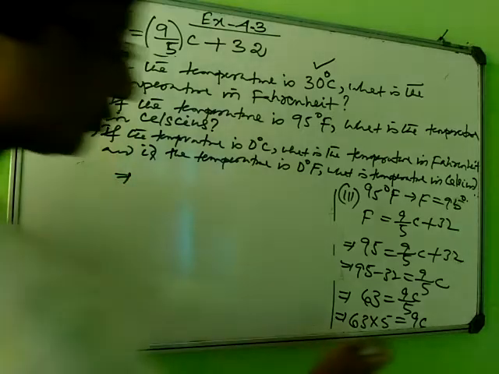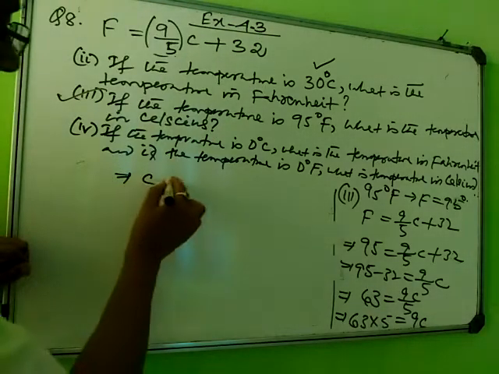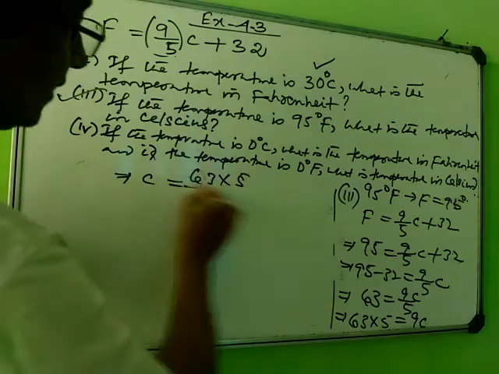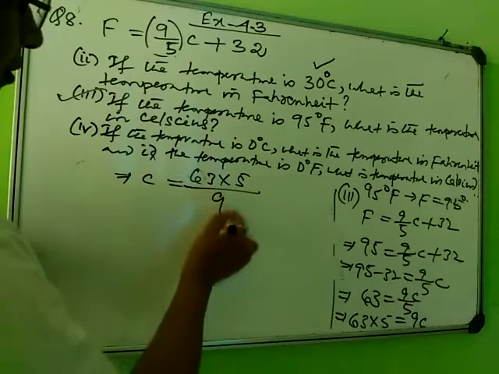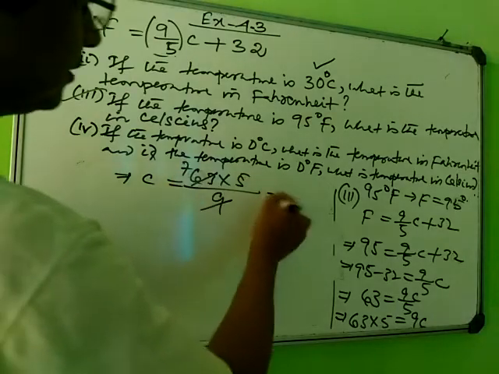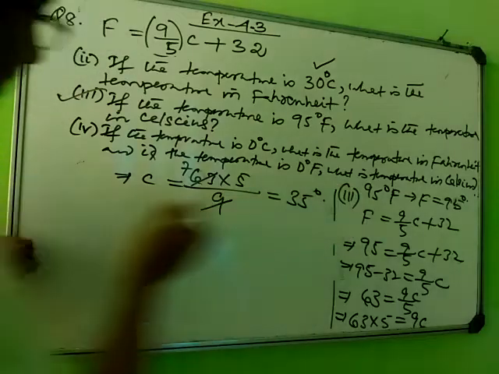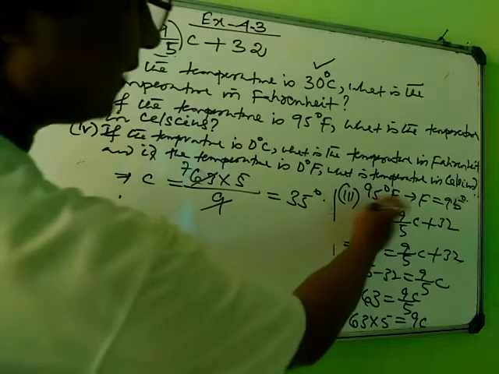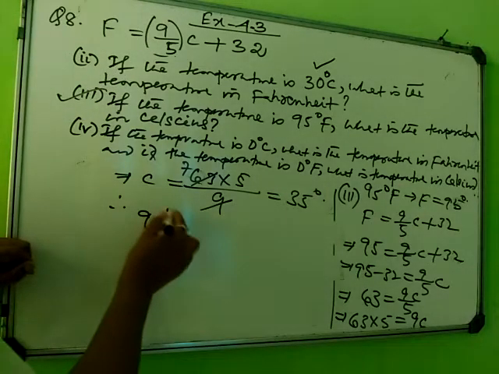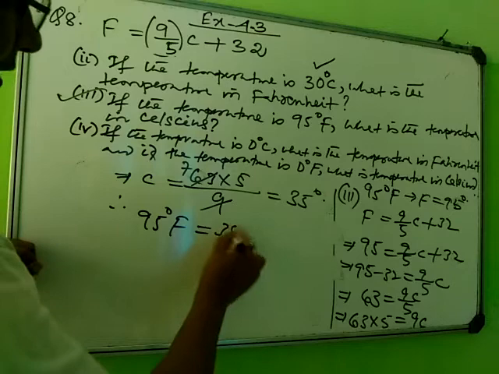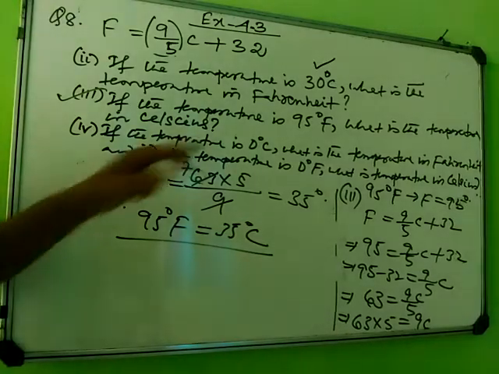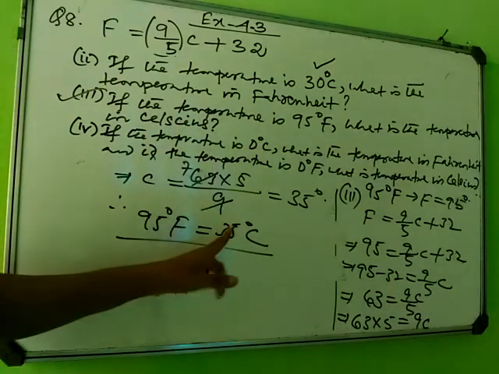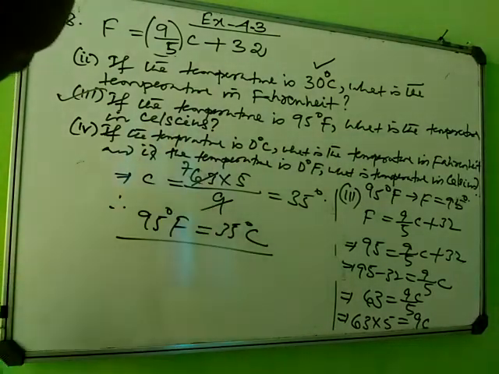So how much is C? C equals 63 into 5 divided by 9. 9 sevens are 63, so you get 35 degrees. That means we can say that 35 degrees Celsius equals 95 degrees Fahrenheit. Therefore 95 degrees Fahrenheit equals 35 degrees Celsius, because they have given it in Fahrenheit. So 95 degrees Fahrenheit equals the temperature in Celsius, which is 35 degrees Celsius.